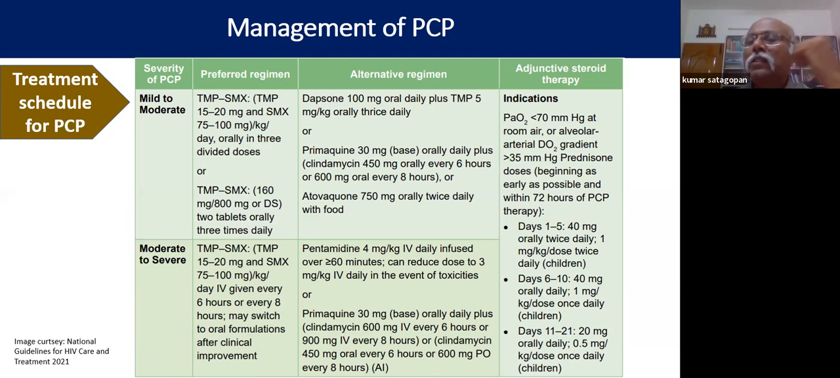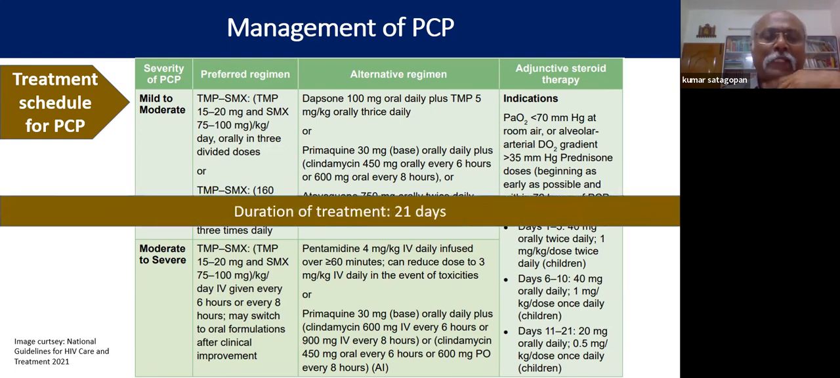So the indication is PaO2 less than 70, then we have to give high dose cotrimoxazole with prednisolone, high dose 40 mg, then 1 milligram per kg like that, and taper the dose. Minimum period of 21 days of PCP cotrimoxazole treatment, and steroids are up to the clinician's judgment. Whenever there is severe inflammation or hypoxemia, you have to give steroid along with cotrimoxazole.